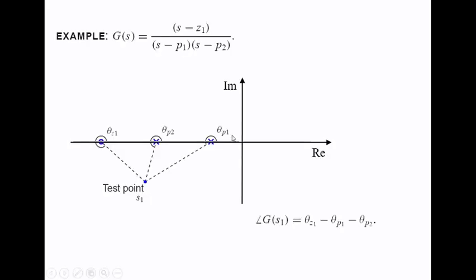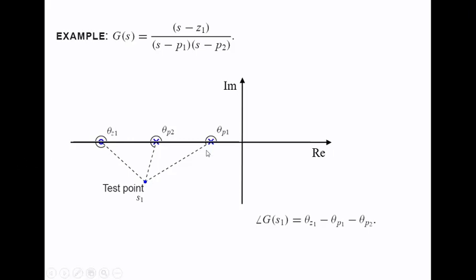So let's take an example. In this example, we have one zero and two poles. This is pole P1 and this is pole P2. Similarly, the zero is located here, which is Z1. Now, suppose we want to take a test point here, S1. We are interested in knowing whether this point is located on the root locus or not, or alternatively, whether this point will be considered as a closed loop pole or not.